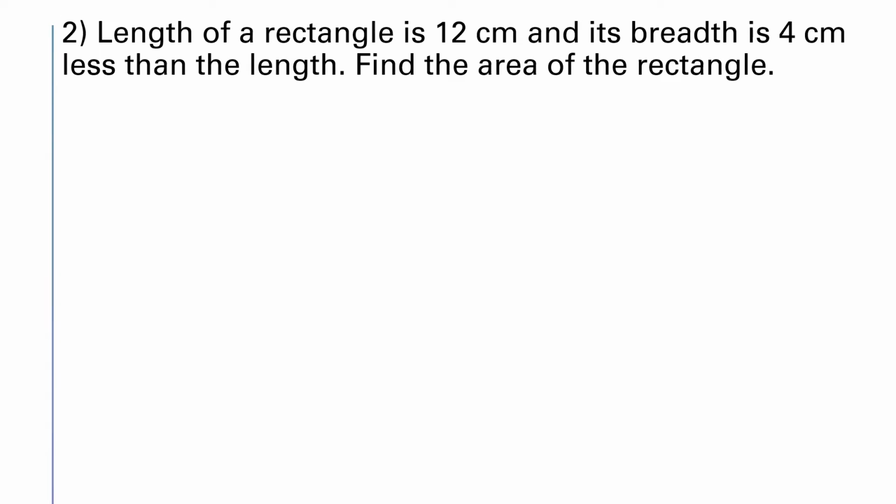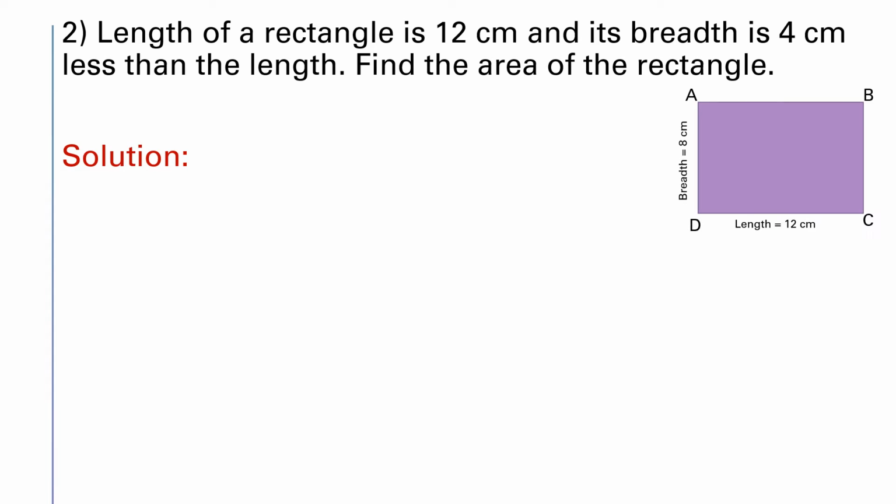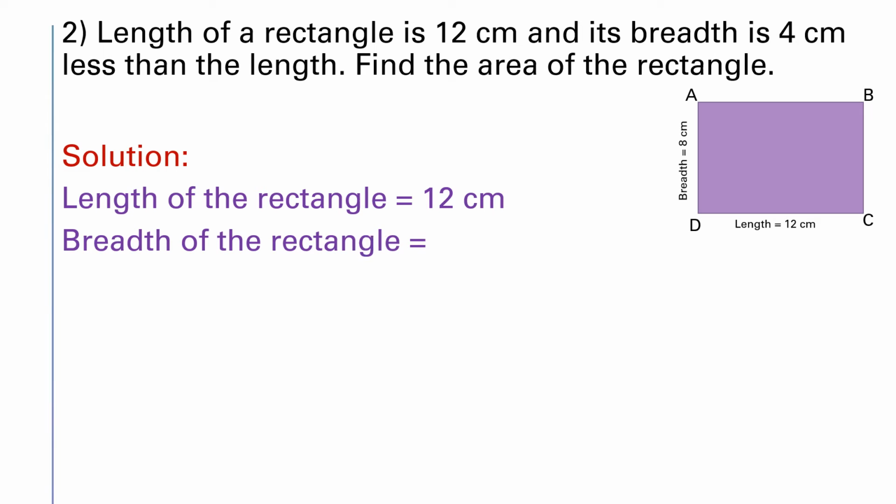The next is question number 2. Length of a rectangle is 12 centimeter and its breadth is 4 centimeter less than the length. Find the area of the rectangle. Look, in rectangle ABCD, length of the rectangle is equal to 12 centimeter and breadth of the rectangle is equal to 4 centimeter less than the length. That means 12 centimeter minus 4 centimeter. Now do the subtraction. We get 8 centimeter. So breadth of the rectangle is equal to 8 centimeter and area of the rectangle we have to find out.